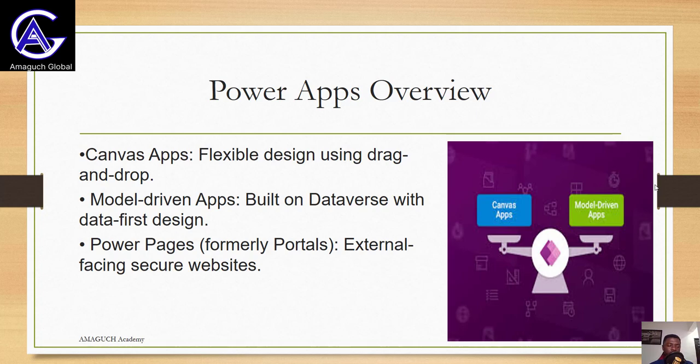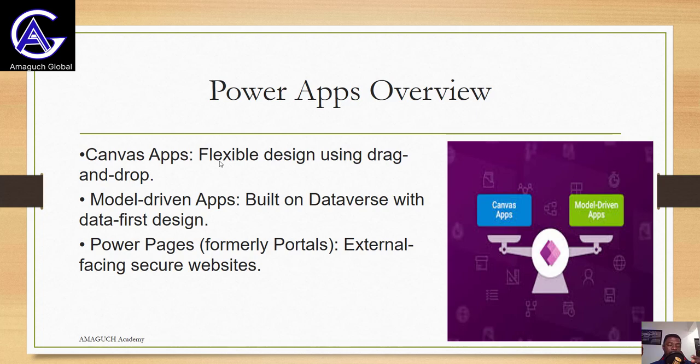So the Power Apps overview. The Power Apps contains three distinct sections, which is the Canvas apps. So there are different kinds of apps on the Power Apps. So we have the Canvas apps. The Canvas apps are basically apps that you don't have control over the UI, right? So how the interface looks like, you don't have control over.